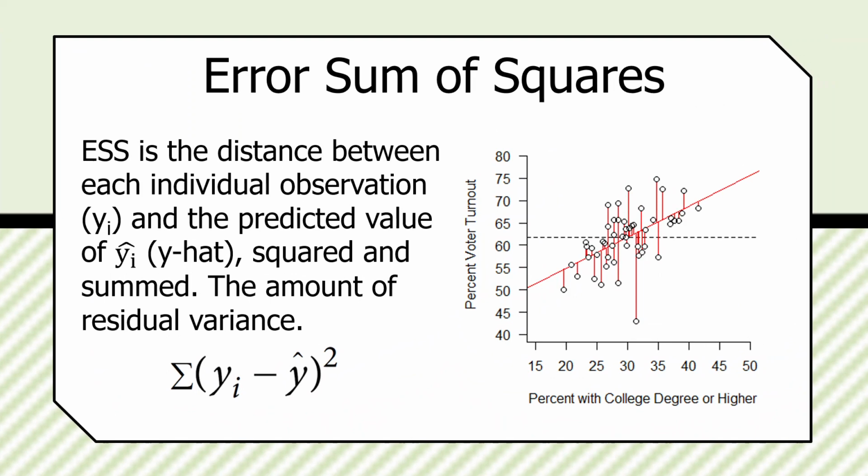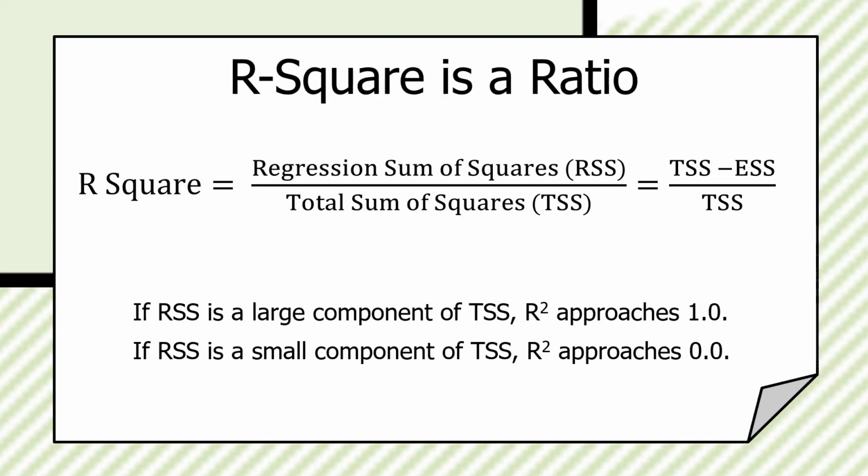Formally, the error sum of squares is represented by the difference between the individual values, observations on y for each case, minus the predicted value for each case, squared and summed. Now, you might have guessed where this is going. I mean, R squared is simply a ratio. It is a ratio of the regression sum of squares, how much leverage we're gaining, over the total sum of squares, which of course represents all the variation in the dependent variable.